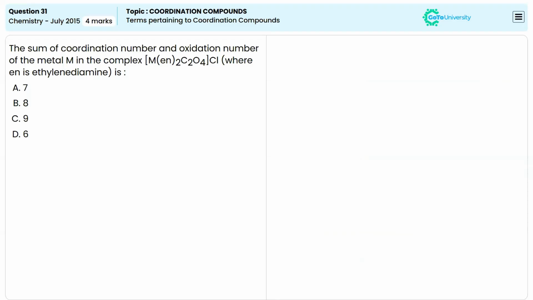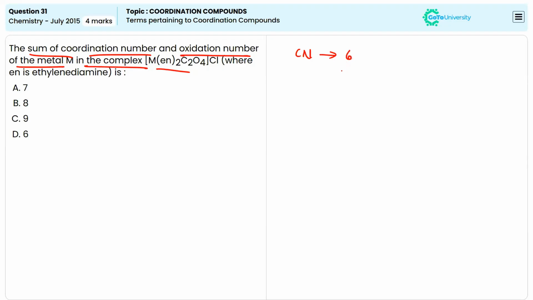Now the next question, where one complex is given. The question is the sum of the coordination number and oxidation number of the metal in the complex [M(en)2C2O4]Cl. So we need the oxidation number and coordination number. The coordination number is the number of ligands surrounding the metal, right? Here M is the metal, a random metal, which is surrounded by 2 ethylene diamine and oxalate ions. So with 2 ethylene diamine and oxalate, the total coordination number will be 6.